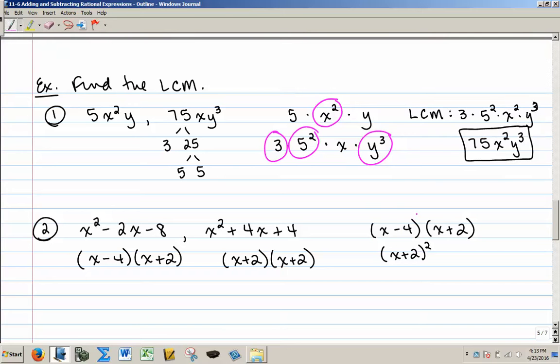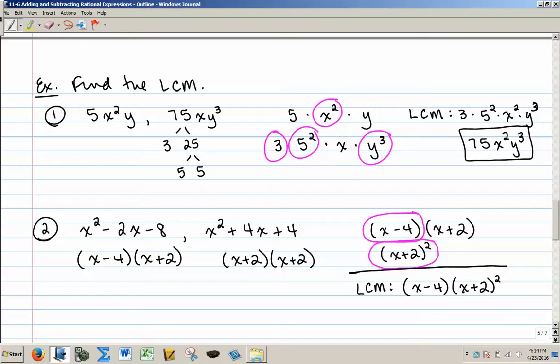X minus 4 appears only once. It's only to the power of 1, so I need to keep that. And here's an x plus 2, and here's an x plus 2 squared. I need to keep the bigger one, because that's raised to the second power. There's actually two of those. So in this case, my least common multiple is going to be 1 x minus 4 and 2 x plus 2's. It gets a little more complicated when you have some trinomials that need to be factored.